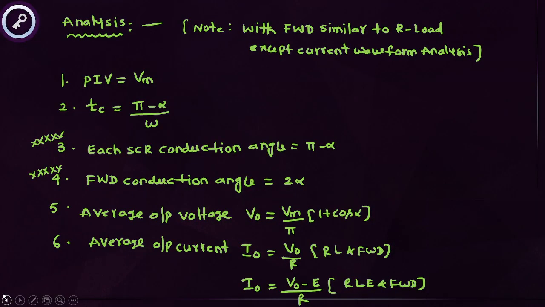And one more statement, friends, that I repeated so many times. With freewheeling diode, most of the formulas are similar to R load. But the only difference is current related formulas will change. The peak inverse voltage is Vm.